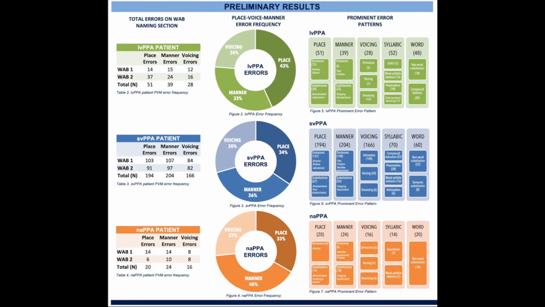As we see, there were actually two different types of error patterns. For LVPPA, it was a place followed by manner and then voicing pattern, whereas for SVPPA and NAPPA, it was manner followed by place and then voicing. The SVPPA patient did produce the greatest number of phonological errors, the LVPPA patient produced the second greatest amount, and finally the NAPPA patient.